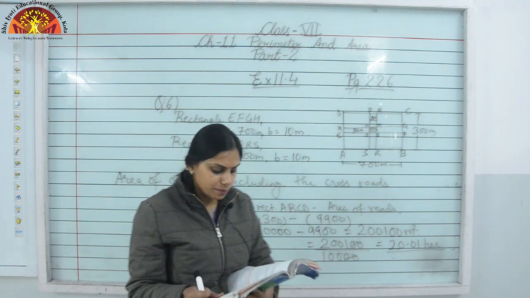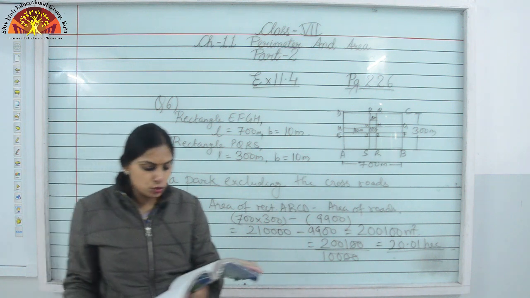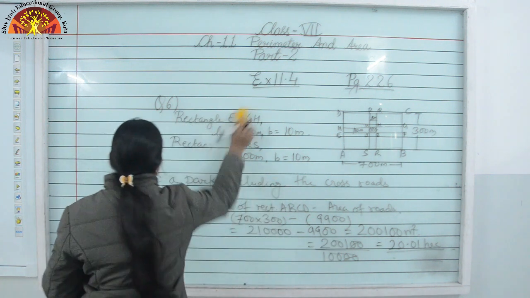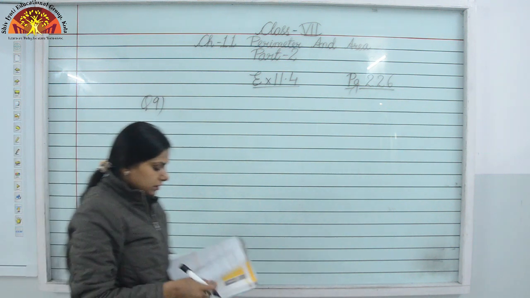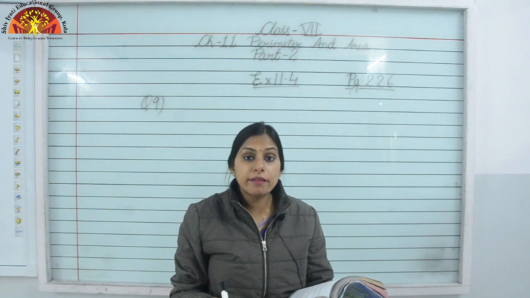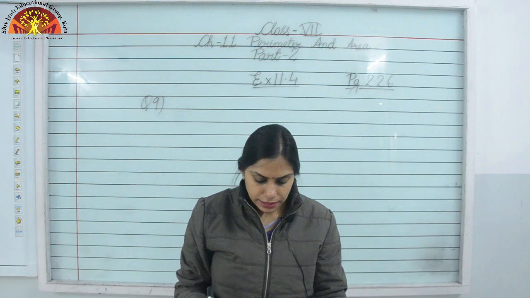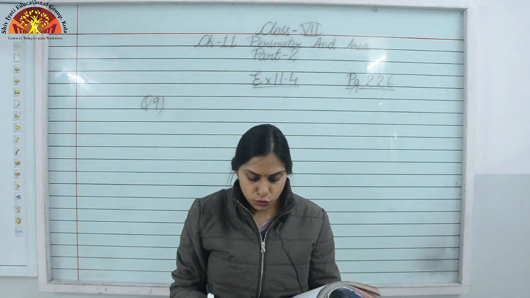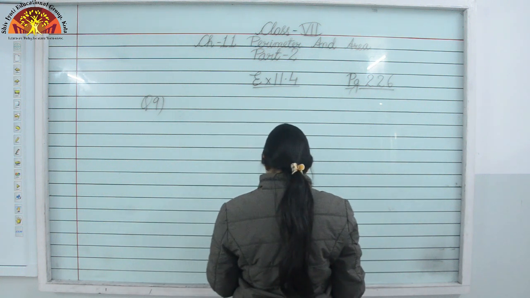Is it clear, students? Now we'll just move to the next question over here. Now children, please come to question number 9. We'll solve question number 9. Just see question number 9. The adjoining figure represents a rectangular lawn with a circular flower bed in the middle. Fine. So first of all, children, we'll draw the figure over here. So the figure is given in your books.